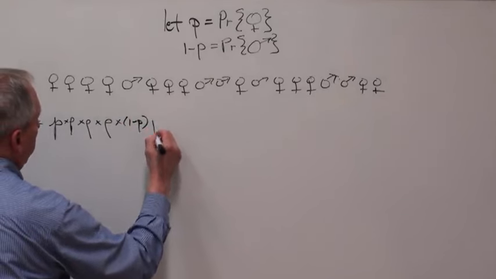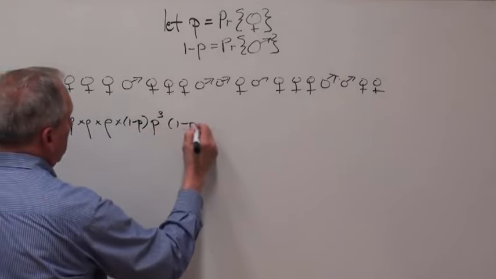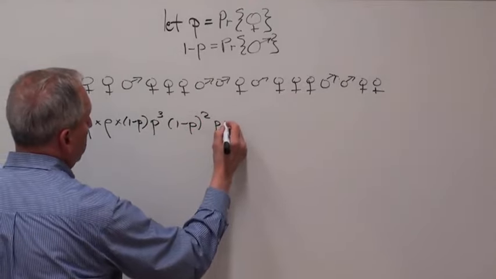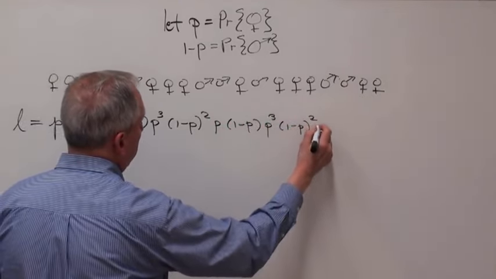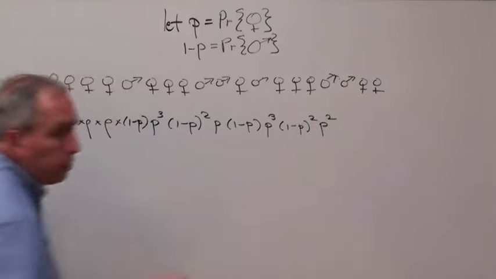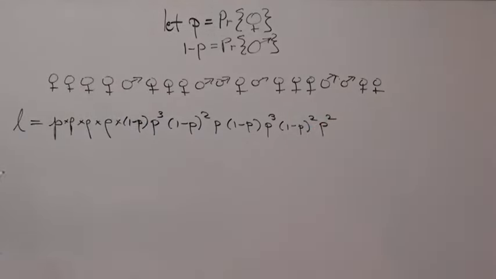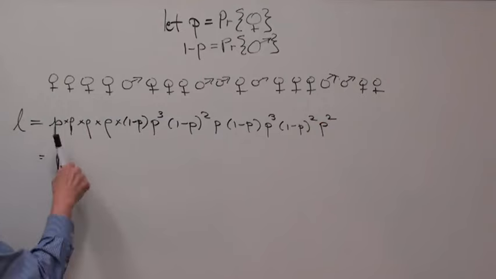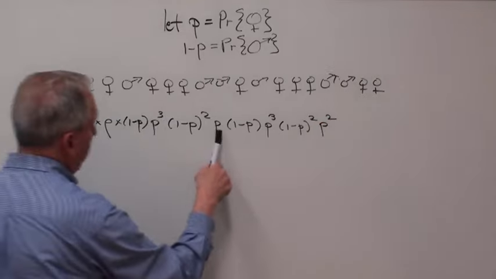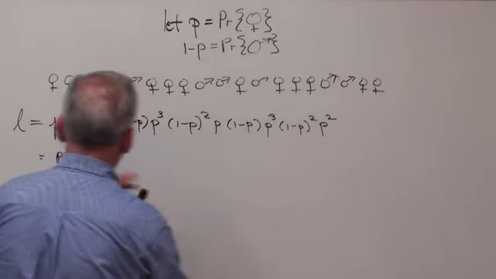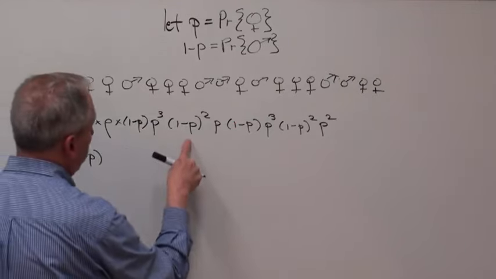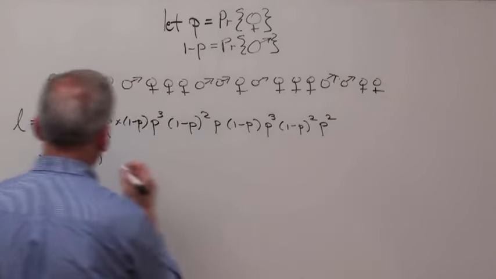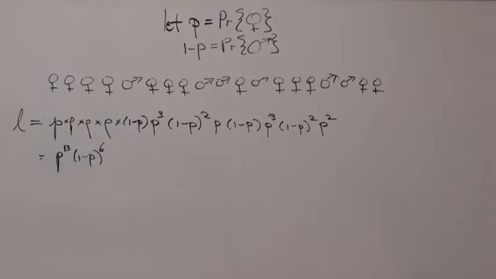And then you observe 3 females, and then 2 males, and then a female, and then a male, and then 3 females, and then 2 males, and then 2 females, and that's when the bell went off. Okay? Now, I can simplify this a little bit. This is p to the 4, 7, 8, 11, 13, and 1 minus p to the 1, 3, 4, 6. I hope I did it right. But if I did, that would be the probability of getting what I got.